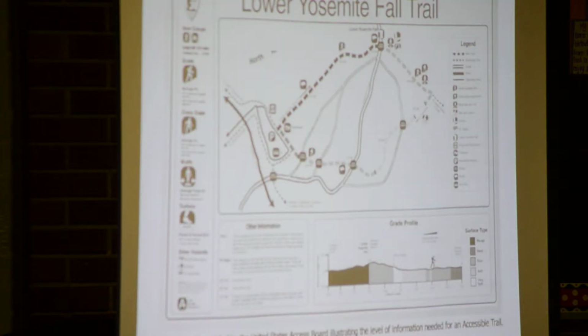So the idea is to provide them with enough information to make the decision for themselves. This example of a sign has notes about cross slopes, surface, the width, and this is a grade profile that shows how long the steep bits of the trail are.